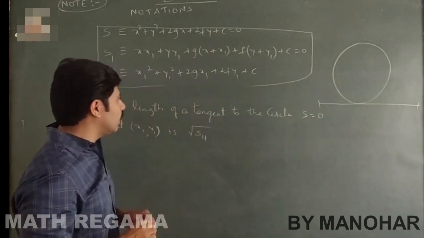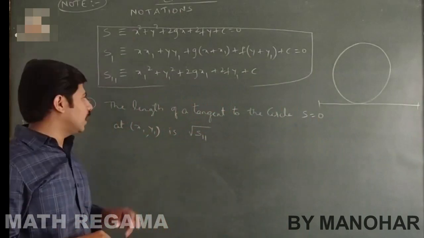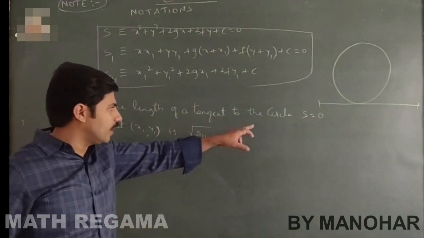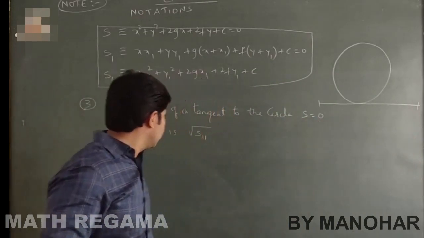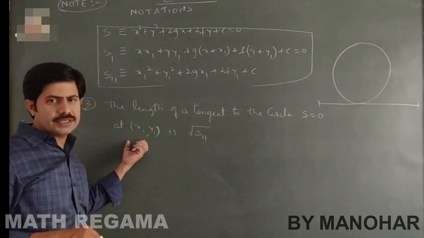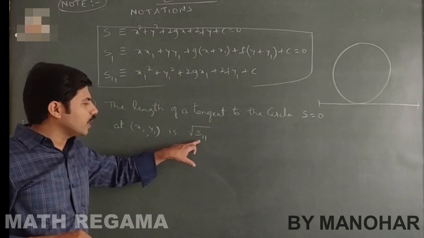So what is the length of the tangent when a circle equation is given? The length of a tangent when a circle S is equal to 0 is given to you, with respect to a point (x1, y1), is under root S11.